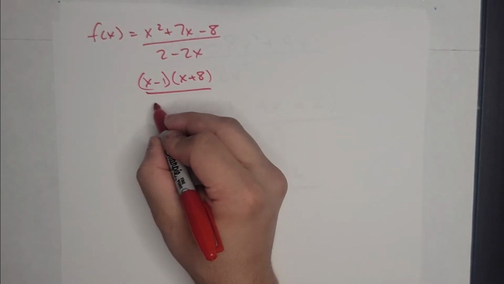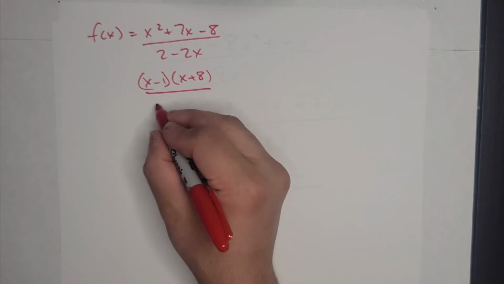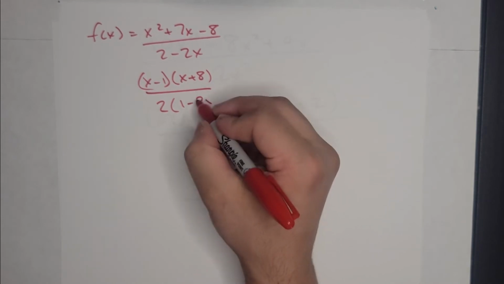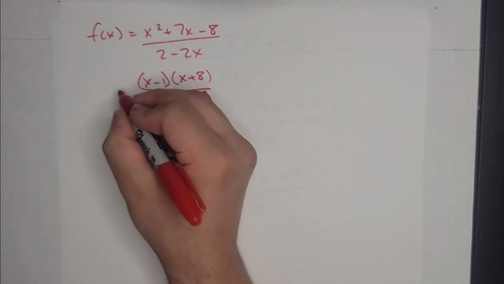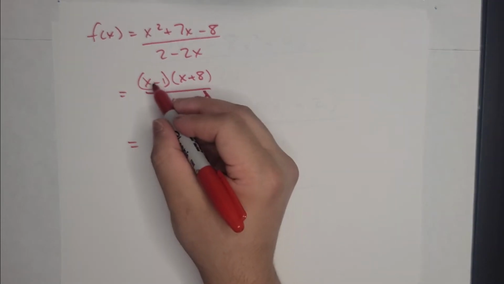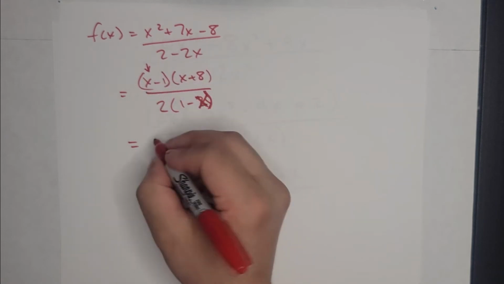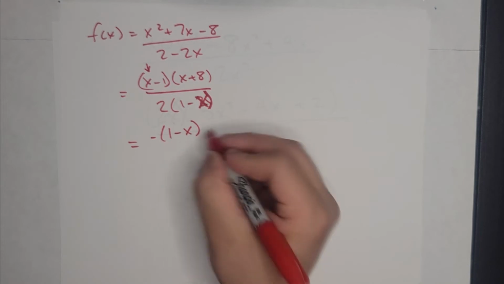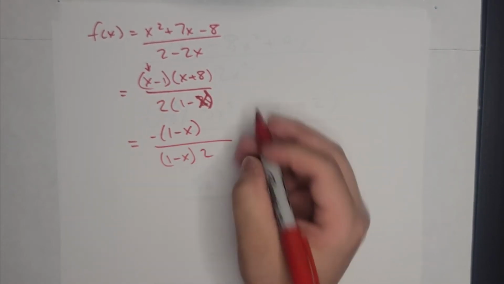And then in the denominator, I can take out a 2. From here, so I'm left with 1 minus x, sorry. So I notice one thing. If I take out a negative sign from this right here, I can actually flip the signs inside of it. And I'm left with 1 minus x on the numerator and denominator.